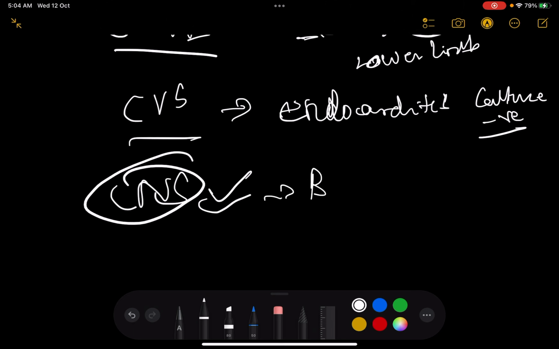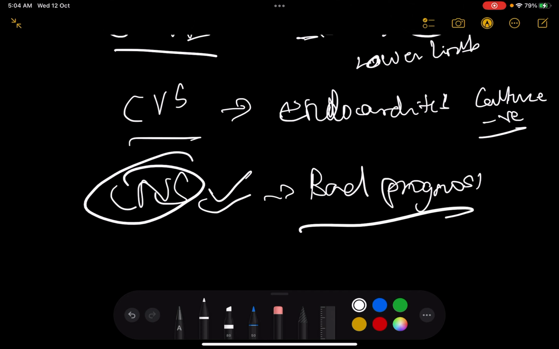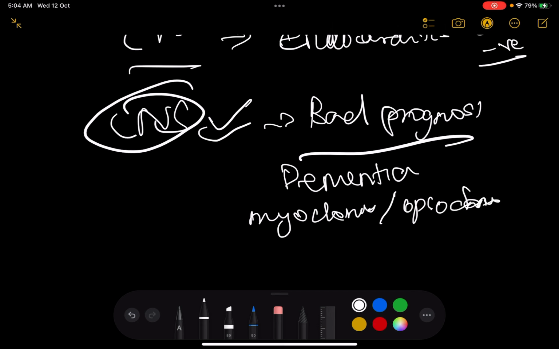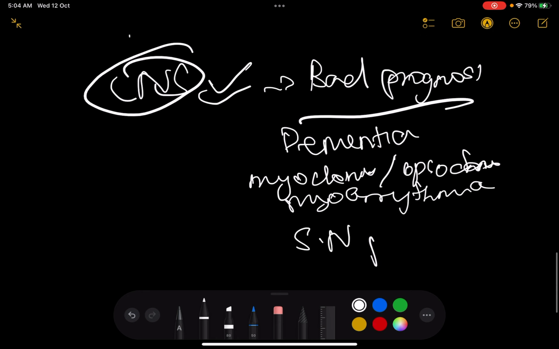And the CNS symptoms are the ones that correlate with a bad prognosis, and that's obvious. It is showing dementia, rapidly progressive dementia. It's also showing myoclonus, opsoclonus, and arrhythmias. It shows supranuclear palsy, very important.